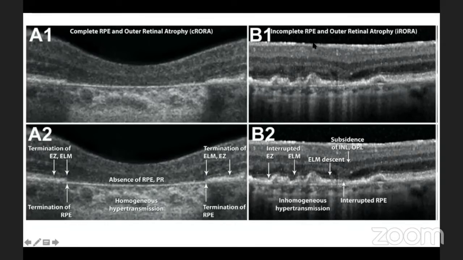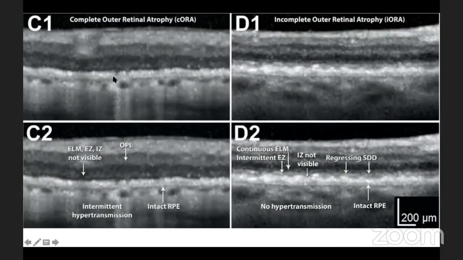But in cases of incomplete RORA, the RPE is not gone totally. Some bit of RPE is still preserved, as you can see here. The RPE is preserved in some places, but in other places the RPE is gone, which results in inhomogeneous transmission into the choroid. Then we come to outer retinal atrophy, which can be complete and incomplete.